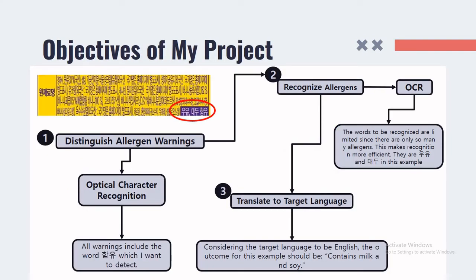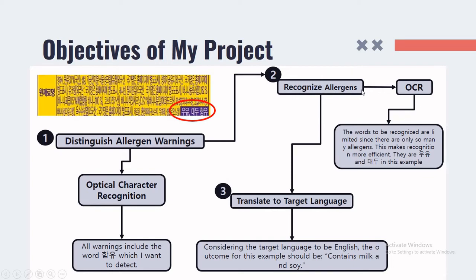Now I want to talk about the objectives of my project using an image as an example. Here we can see an example of a food label as well as the allergen warning, which I circled in red. First, I want to distinguish the allergen warning from the rest of the food label. I'm going to use OCR, optical character recognition, for it. Since all warnings include the word 함유, which means contains in English, I want to detect that word to differentiate the allergen warning from the rest of the food label.